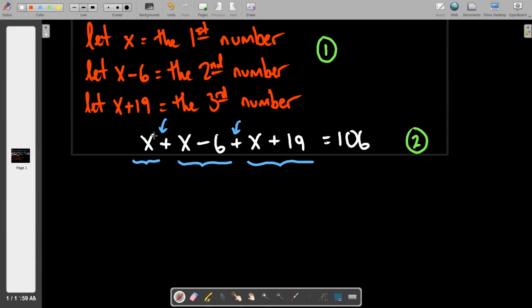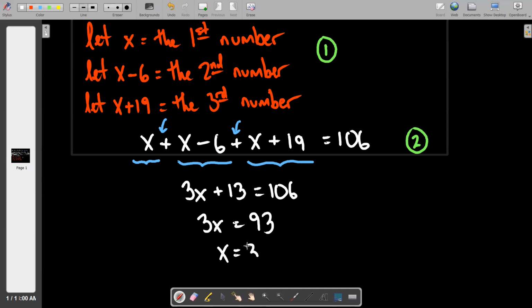So when I put all my x's together on the left, how many do I get? And when I combine my constant terms, that's what we call the ones that don't have variables, what do we get? So plus 13. And then, of course, the next step is to take away 13 from both sides. What do we get? 93. Last step is to divide by 3, and we get x equals 31.